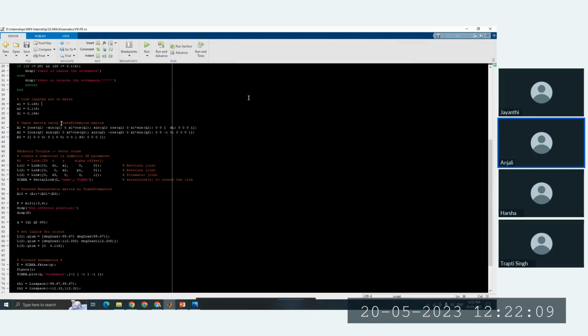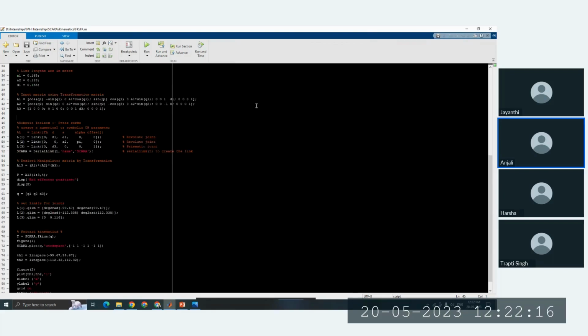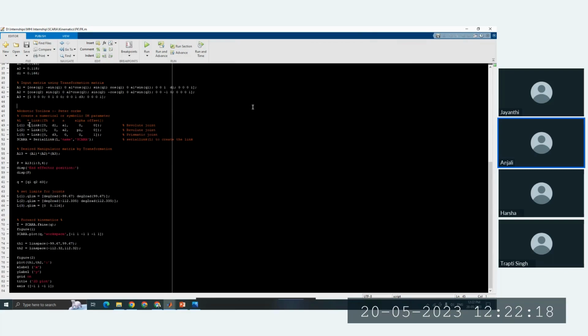This is a transformation matrix which is written for each joint angle and for each joint. Here is the link parameter for link 1, this is for link 2, and this is for link 3, and I have named it SCARA robot. After that, I multiply all these transformation matrices together and it gives me the output as the homogeneous transformation matrix.